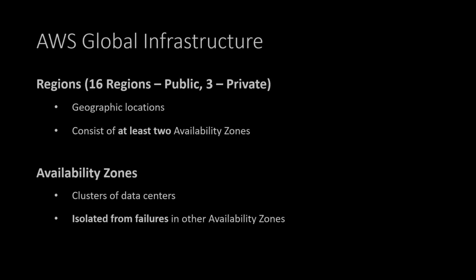Now going back to our slide. So this is something called regions, what we just learned. Region is nothing but a geographic location. As I just said, in India, we have it in Mumbai. It's a geographic location. Now inside the geographic location, we have something called availability zones.